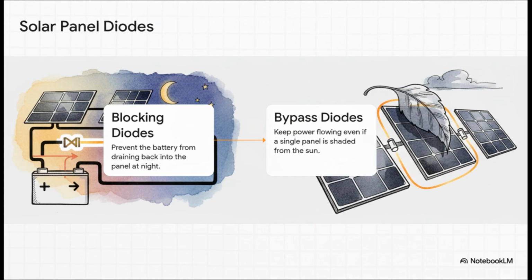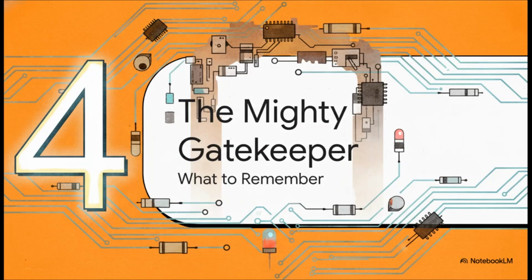Then you have bypass diodes. These are super clever. If a single panel gets covered by a shadow, you don't want it to bring down the whole system. The bypass diode lets the electricity from the other panels just go around it, keeping the power flowing. All right, so let's bring this all home. What are the most important things to remember here, especially if you're someone who likes to tinker with electronics?